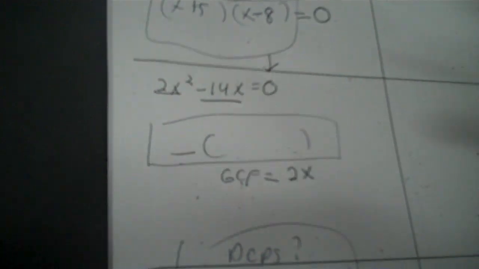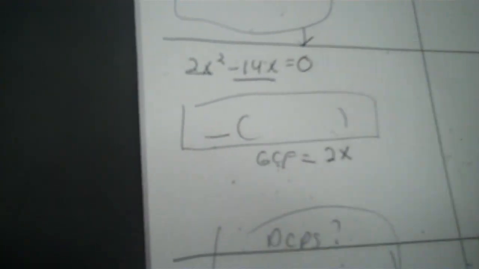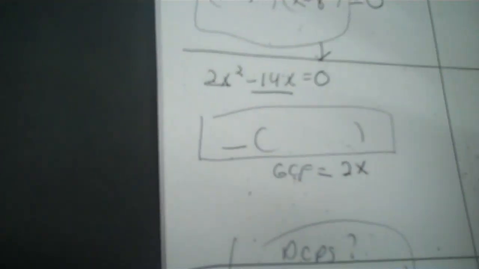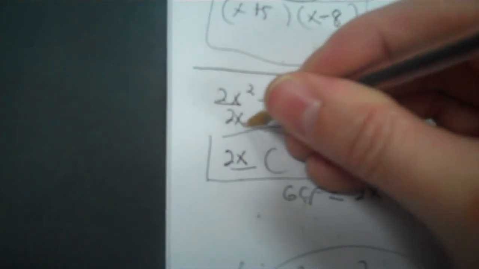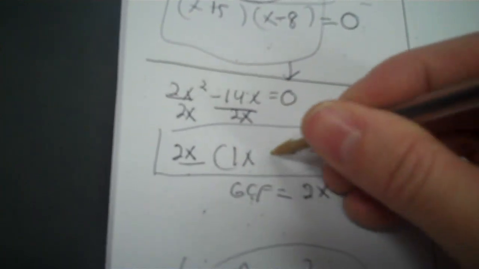Okay, 2 and 14, GCF would be 2. You would need to put an x with it because both of those have x, and it wouldn't be negative because the front 2 is positive, so I factor out 2x. Then I divide by 2x, and I end up with 1x minus 7.